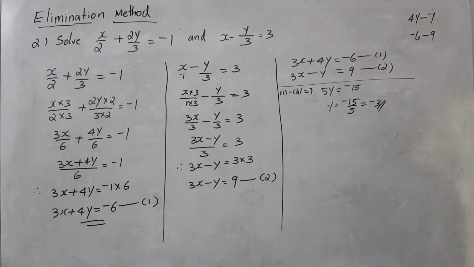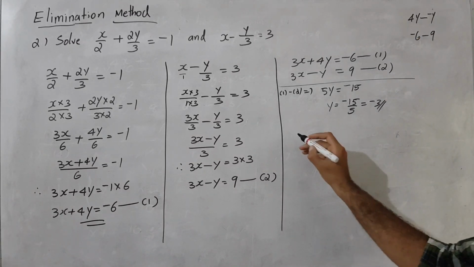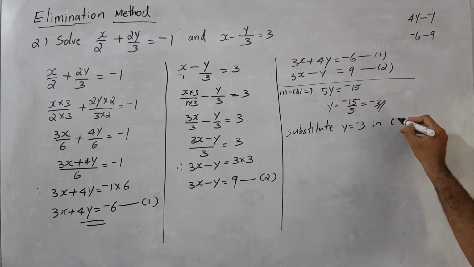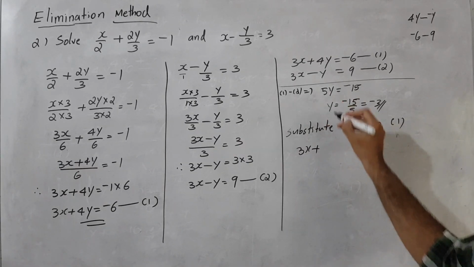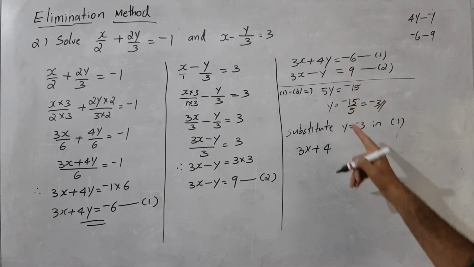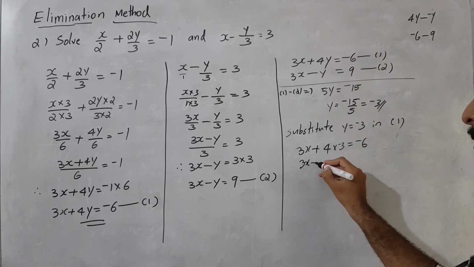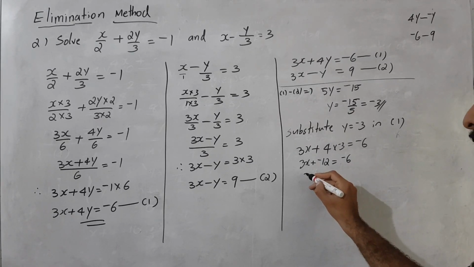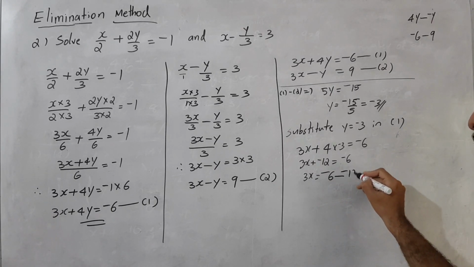So what is the value of y? The value of y is equal to minus 3. So substitute the value of y in equation 1 or 2. Substitute y is equal to minus 3 in 1 or 2. Okay, 1. Then 4 into, what is the value of y? y is minus 3, equal to minus 12. Then 3x plus minus 12 is equal to minus 6. Therefore 3x is equal to minus 6 minus minus 12.